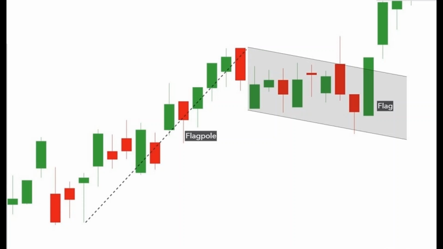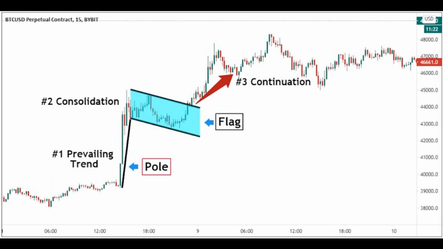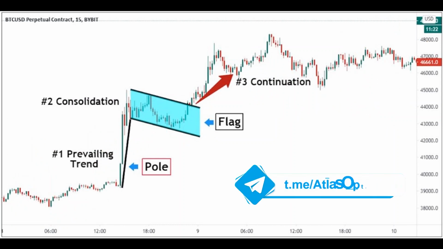To identify a bull flag chart pattern, you first need to look for an uptrend. This can be identified by looking for a series of higher highs and higher lows on the price chart. Once you have identified an uptrend, you should then look for a consolidation period. During this period, the price should move in a narrow range that is smaller than the previous price range.